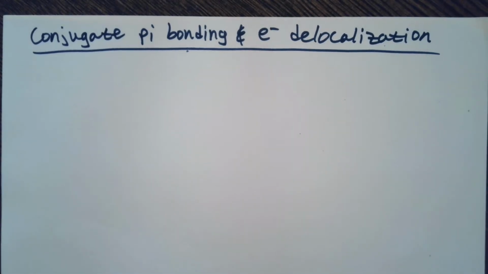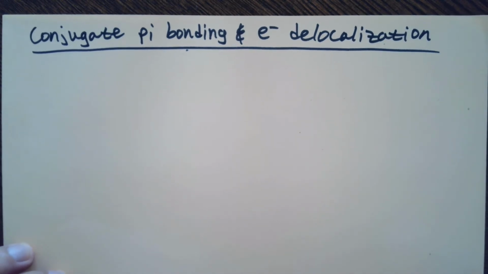Alright, so the series of videos with scary names continues. Like, you're like, hybridized orbitals? What does hybridized mean? Conjugate pi bonding? Electron delocalization? What are these things?